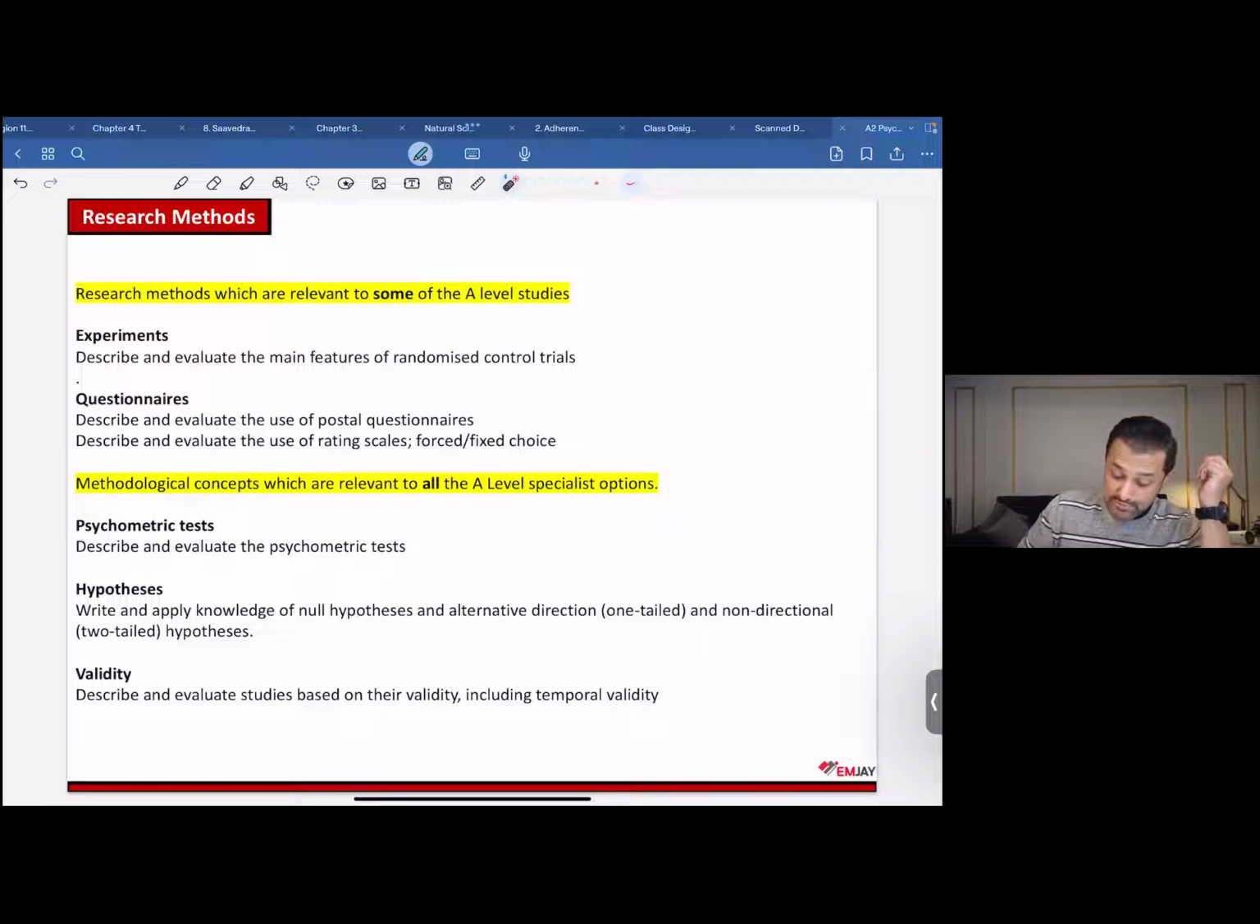Now, methodological concepts which are relevant to all of the A-level specialist options. Over here, the previous one says some, over here it says all. So, number one, psychometric tests. Number two, a hypothesis. Number three, validity. So, this has to be kept in mind.